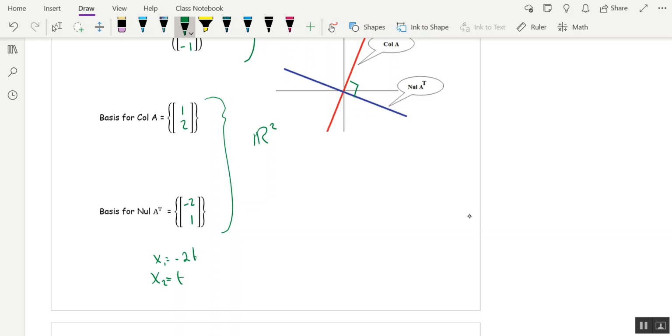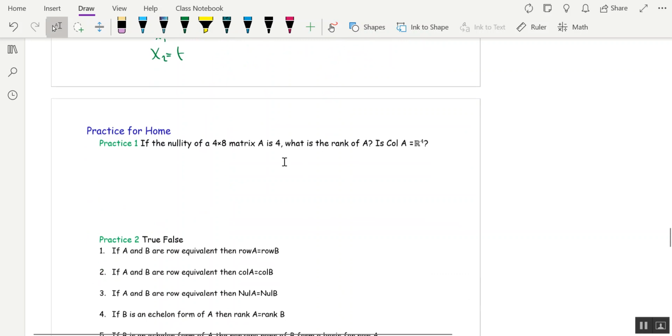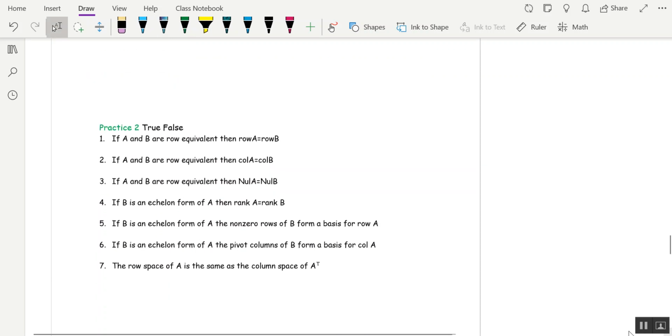All right, and did I give you any practice problems? Yeah, you got a really easy problem where you just get to play with numbers, and then some fun true-false problems. And that's the end of this huge section.